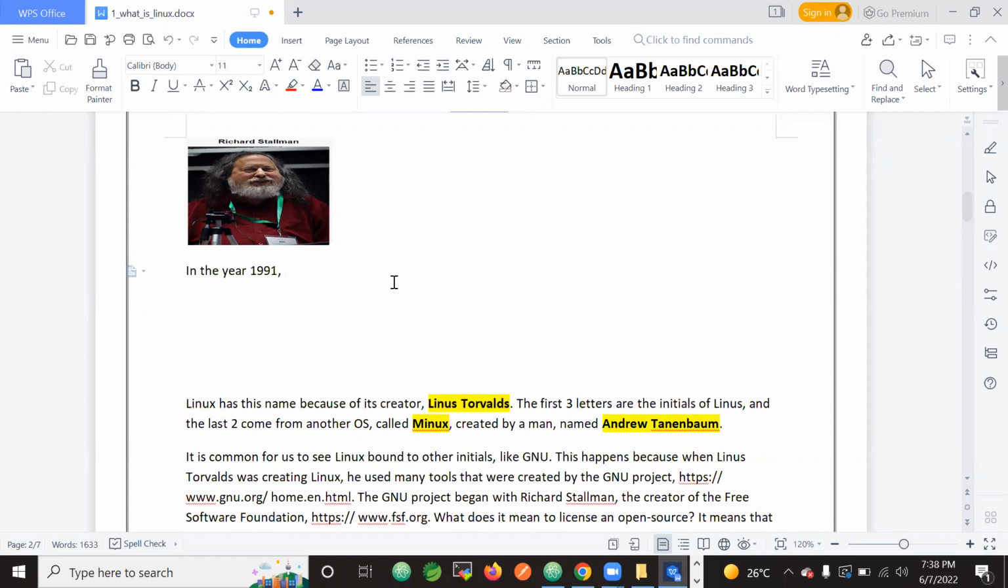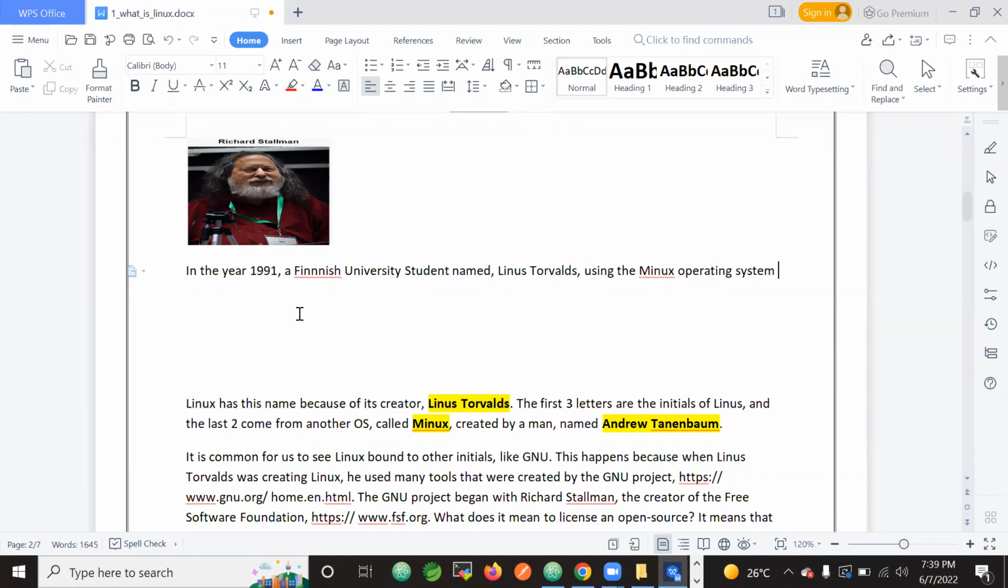In the year 1991, a Finnish university student named Linus Torvalds was using the Linux operating system.